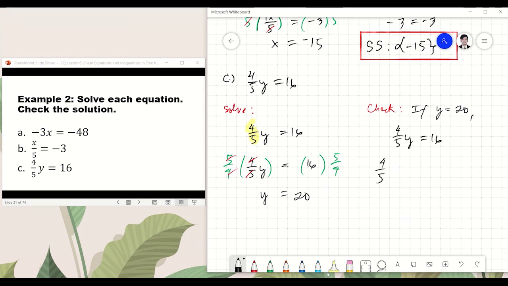So 4/5 times 20 is equal to 16. So 20 divided by 5, that's a 4. But 4 times 4 is 16. So that's true. Therefore, our solution set includes 20.